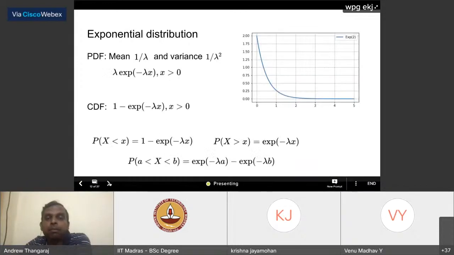Okay, so next one, we are done with the normal distribution. Like I said, it's the most important distribution, but other distributions are also equally interesting.